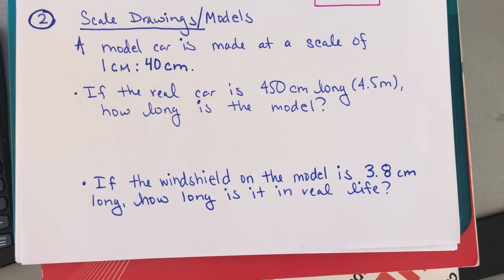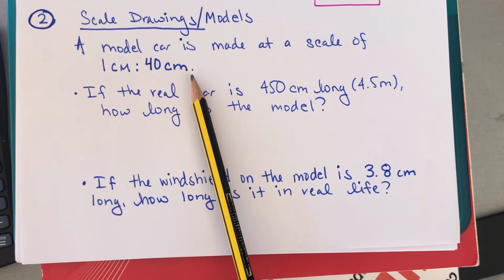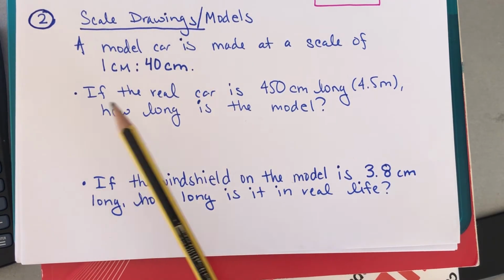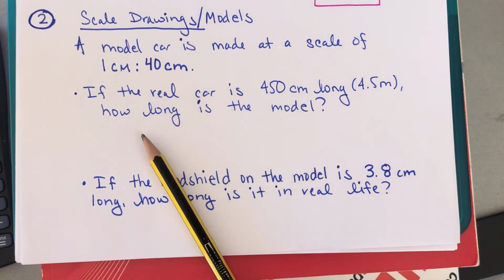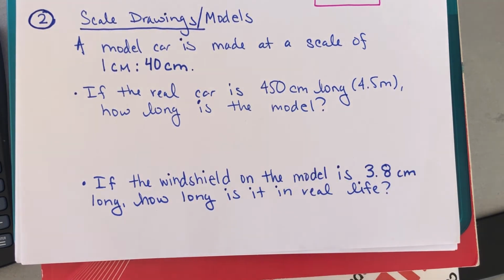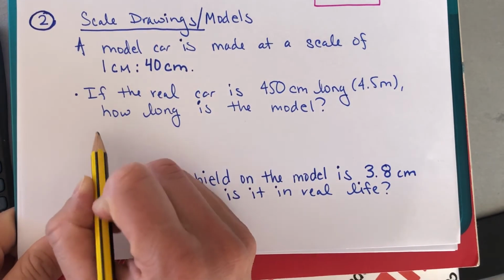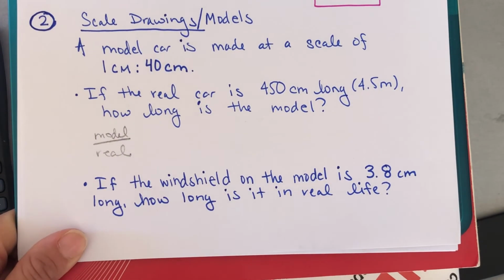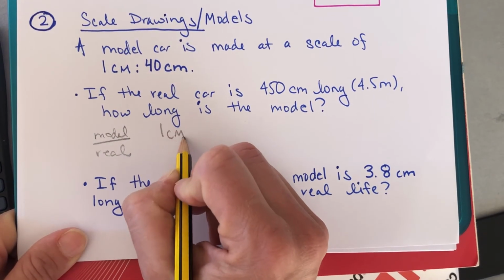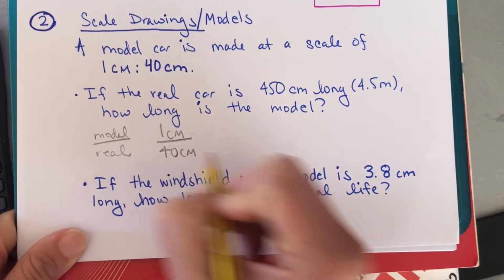All right, so let's say here we have a model car, and it's made so that 1 centimeter on the model represents 40 centimeters in real life. So first question, if the real car is 450 centimeters long, or 4.5 meters, how long would the model be? So much like we did with a map, we're going to set up a proportion, and I need to decide what I'm going to compare on the top versus what I'm going to put on the bottom. So I think I'm going to compare the model to the real car. So that means 1 centimeter on the model is 40 centimeters on the real car.